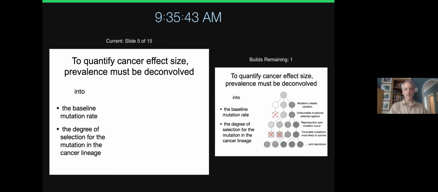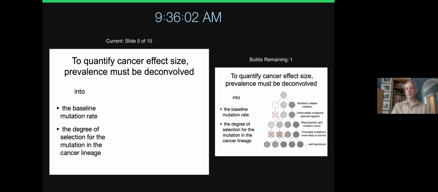And this is really important because sometimes you see genes very common in tumors that are common because the baseline mutation rate is very high. So what you need to do to understand how important the mutation is to the survival and evolution of the cancer is to deconvolve the prevalence, which is how often you see a particular mutation or a mutated gene in tumor lineages, into two things: the baseline mutation rate and the degree of selection for mutation in the cancer lineage.